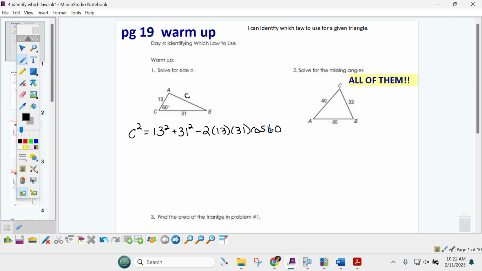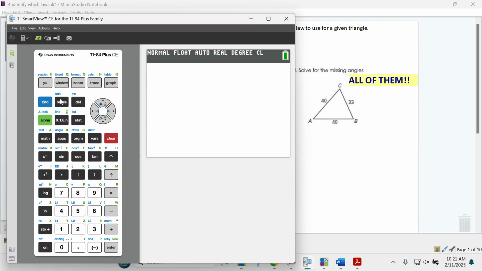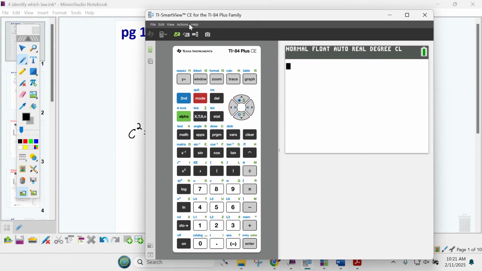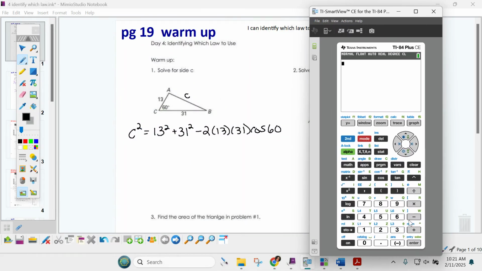And what's really nice about this setup is this is now a pure calculator problem. Your variable is already isolated. So we can type all of this into the calculator, make sure your mode is in degree mode. So we've got 13 squared. And so 727 is C squared.